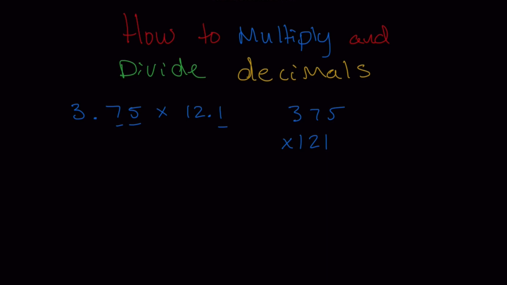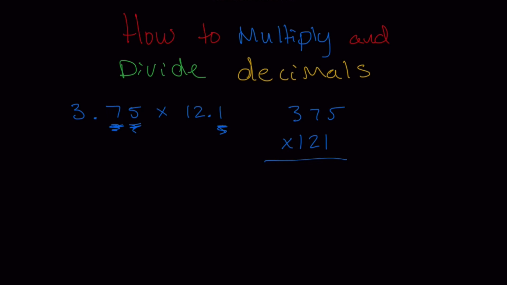What I need to remember though is where my decimal is going to go at the end. That's going to be determined based on how many values I have after a decimal place. In this case, in 3.75 I have 1, 2, and in 12.1 I have 1. So together, since I'm multiplying those numbers together, I have 3 values after the decimal. So that means I'll be moving my decimal 3 places by the time I'm finished with this. So let's multiply these. 375 times 121.